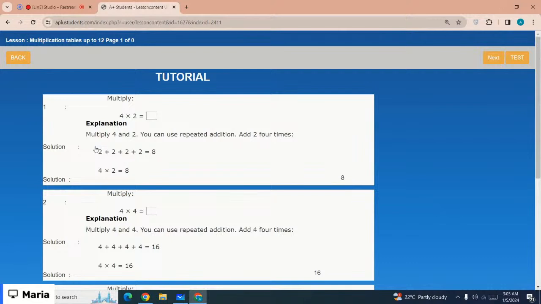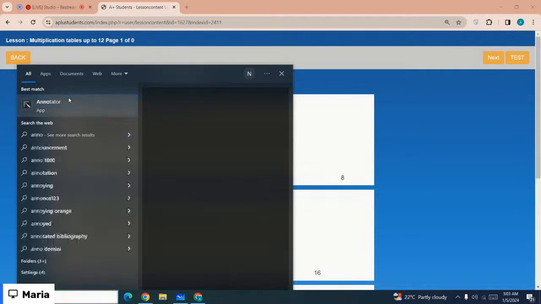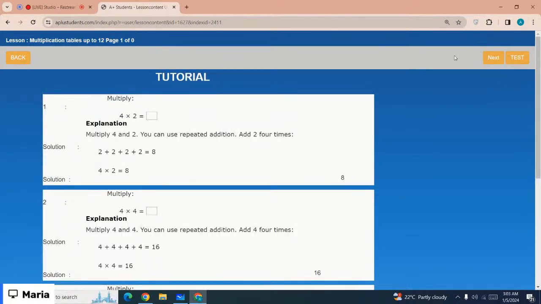That is a type of reading. So the first example is 4 times 2. Basically, multiplication is repeated addition. You need to add again and again. For smaller numbers, it's okay. You can add. But when you have greater numbers, it is very difficult to add again and again. So that's why we have multiplication.